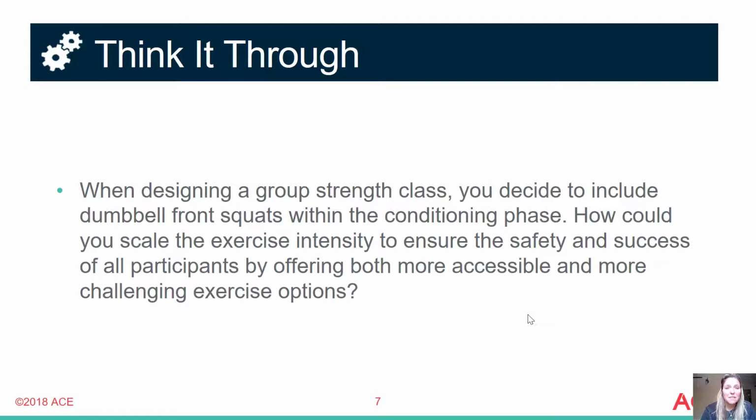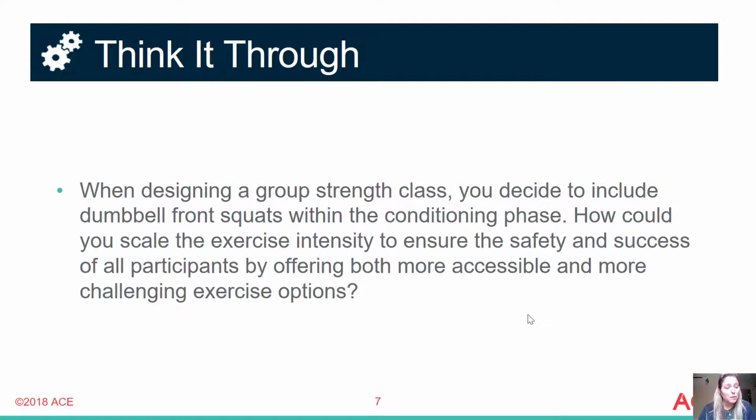So we're going to take a minute and think through this. When designing a group strength class, you decide to include dumbbell front squats within the conditioning phase. How could you scale the exercise intensity to ensure the safety and success of all participants by offering both more accessible and more challenging exercise options? Take a minute and give me examples of ways you could offer regressions and ways you can offer progressions to this exercise. Pause the video and write those down.